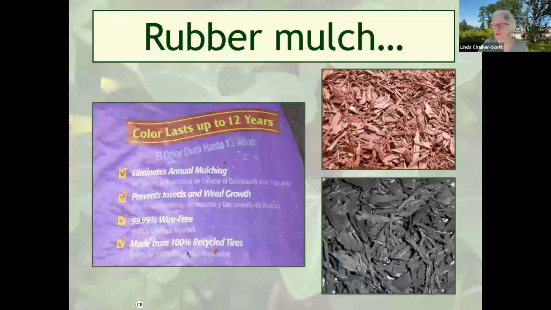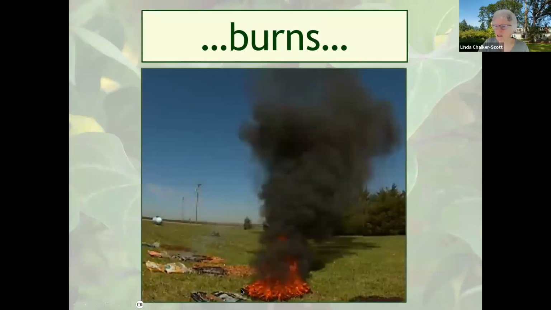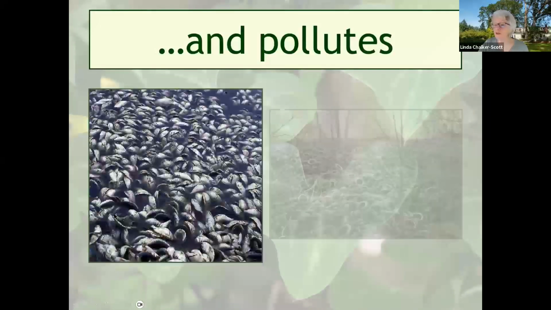And then rubber mulch, which I think is hilarious. You read the material here, it sounds like it's such a great thing. The problem is that it burns, it's highly flammable. In fact, vandals have figured out that rubber mulches on playgrounds are great things to set fire to because they can actually melt playground equipment with these types of fires. And they're also very polluting.